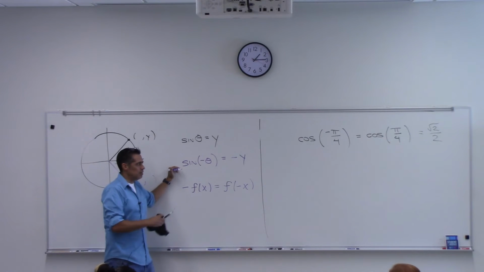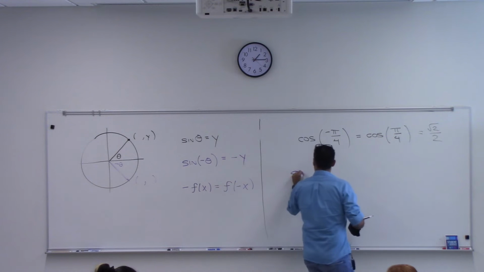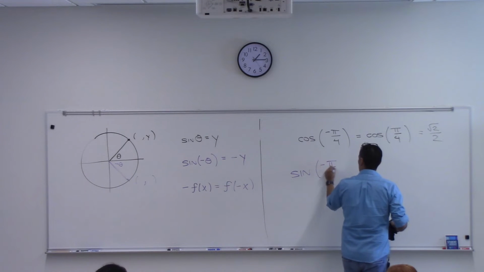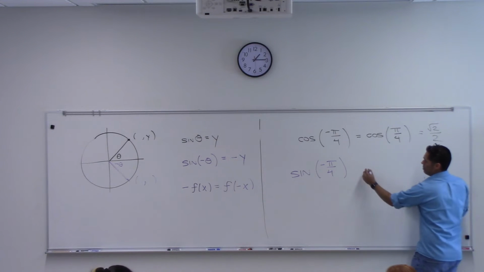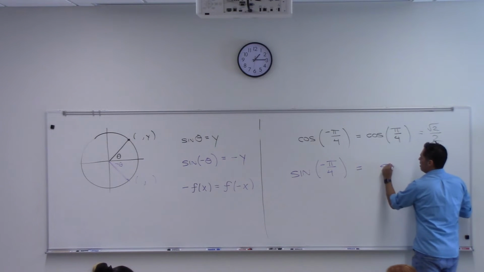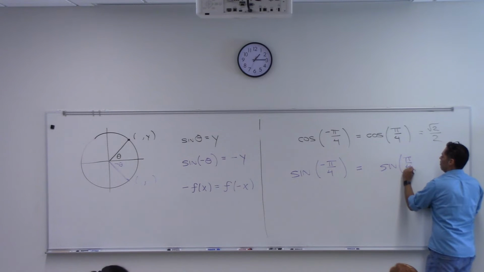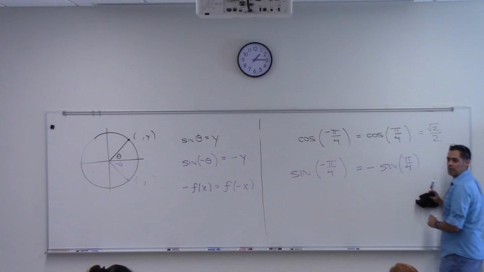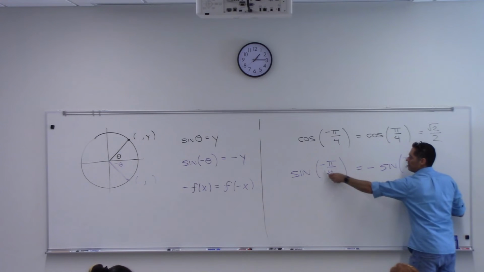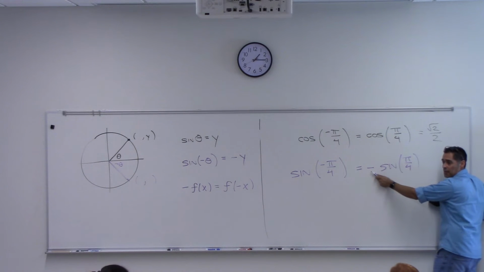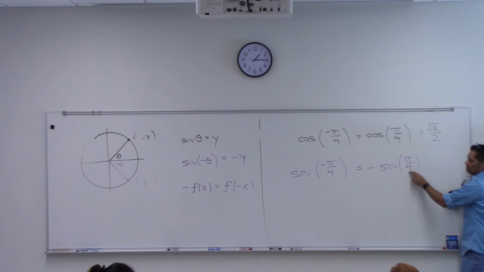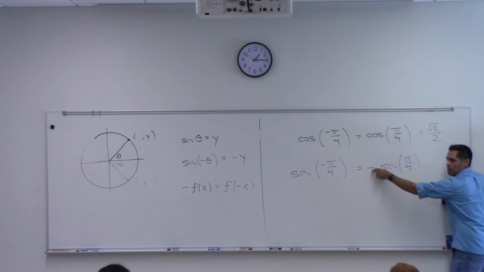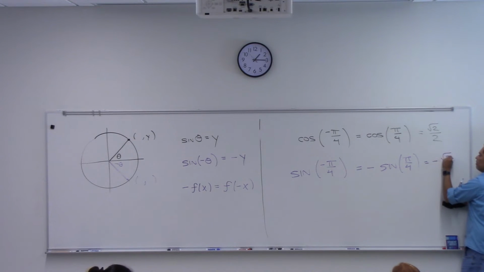Yes or no? I'll just show you over here. What would sine of negative pi over 4 be? Well, according to this, this should be not sine of pi over 4, but what? Negative, right? If you want to change this angle to a positive, then you have to put a negative out front. And so, do we know what sine of pi over 4 is? Root 2 over 2, but we need to put a negative in front. So, negative root 2 over 2.